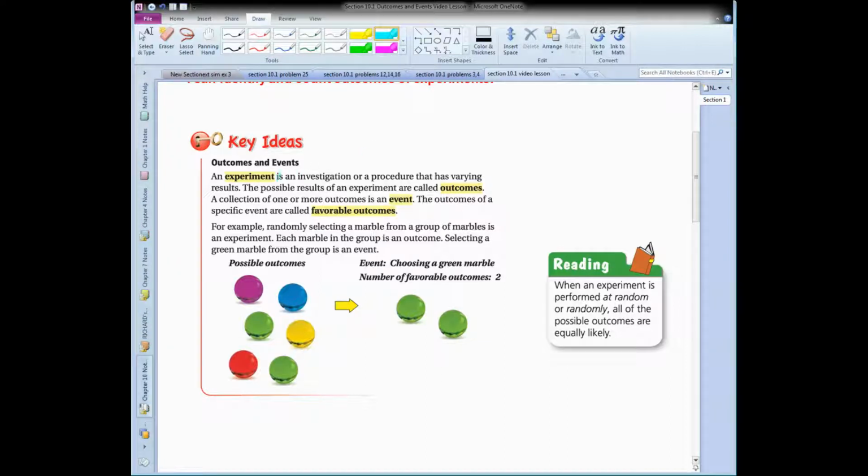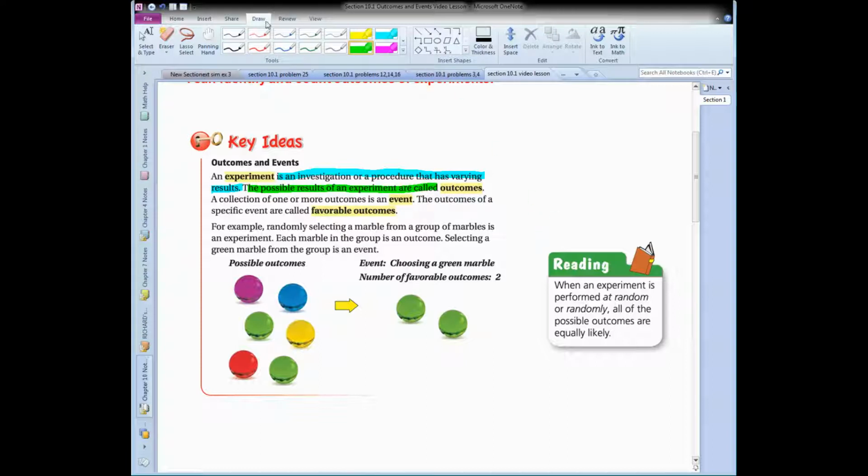What is an experiment? You guys have science class. What do you do in experiments? You investigate things. So an experiment is an investigation or procedure that has varying results. I could do an experiment one day and the results are one way, and I can do the same experiment another day and get different results. The possible results from an experiment are called outcomes.